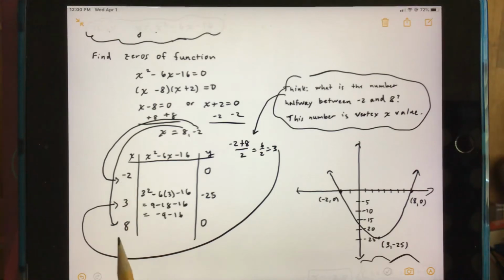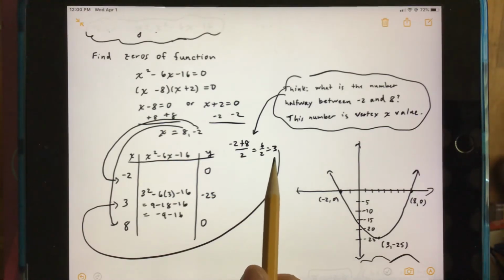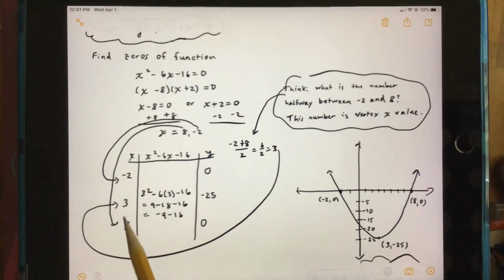We're going to choose negative 2 and 8 for our biggest and our smallest values in our table of values, because we know that they match to y is 0. And then we want the number exactly halfway in between to get our vertex x value. So here I am adding negative 2 plus 8, the zeros of the function, dividing by 2, averaging those two numbers to find exactly what the number in between is, which is 3. Notice 3 plus 5 is 8, 3 minus 5 is negative 2, verifying that 3 is exactly halfway between negative 2 and 8.